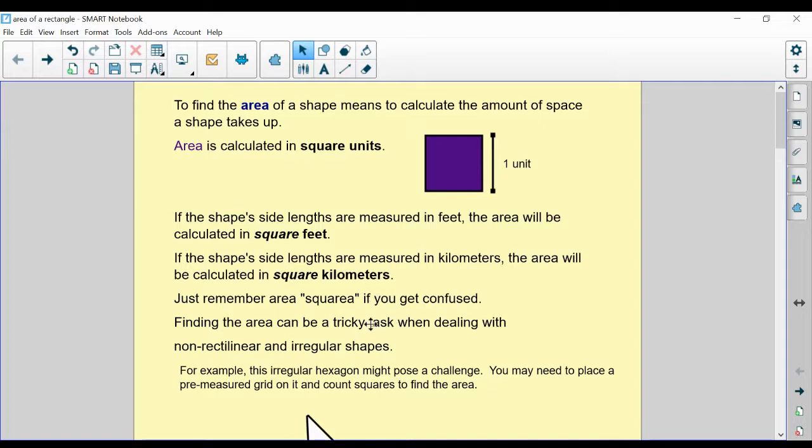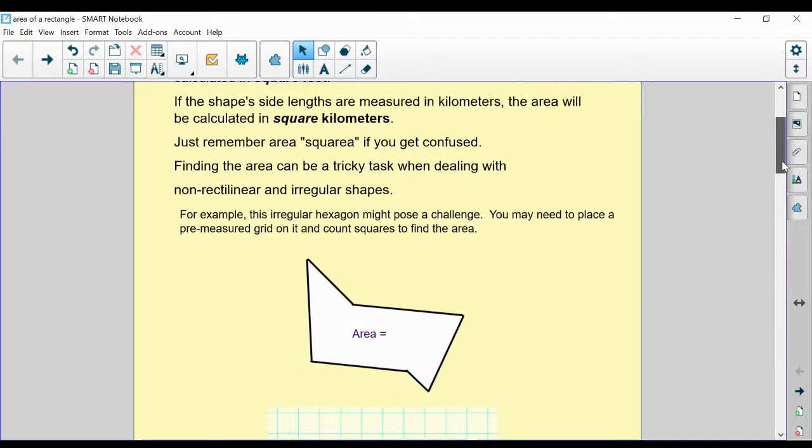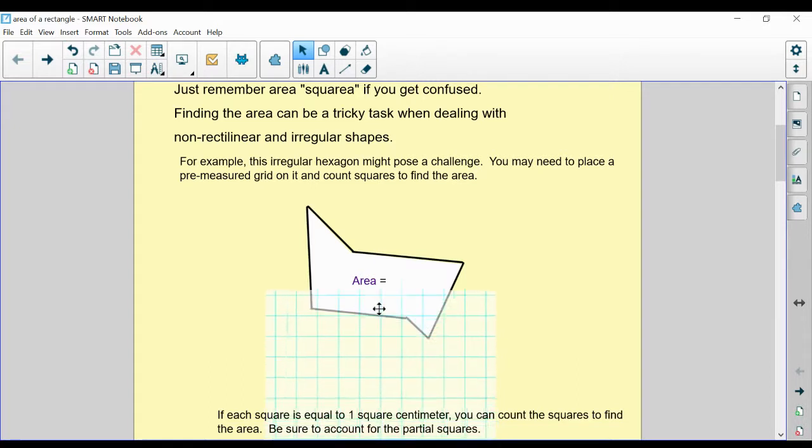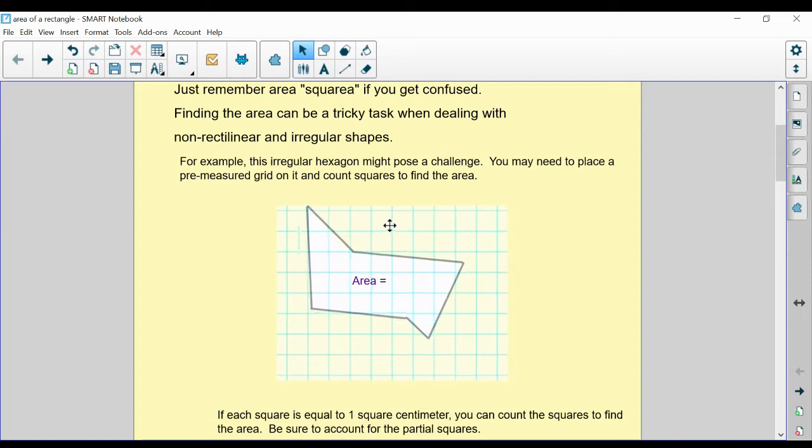Finding the area can be a tricky task when dealing with non-rectilinear and irregular shapes, shapes that don't have 90-degree angles. For example, this irregular hexagon might pose a challenge. You might need to use a pre-measured standard grid and count the squares to find the area. On this grid, every square is 1 square centimeter.